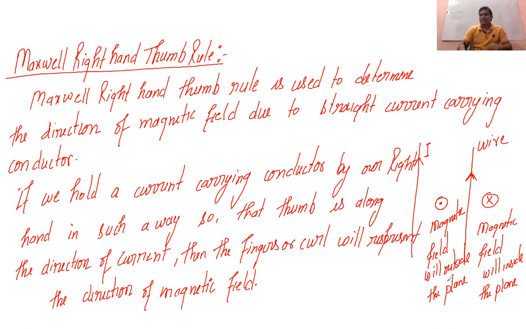Suppose you want to find out the magnetic field at different places due to a current carrying conductor. If this is your current carrying conductor, and you want to find the magnetic field at this point A, at this point B, at this point C, and here at D, what you can do is curl your fingers at these points by holding the wire.